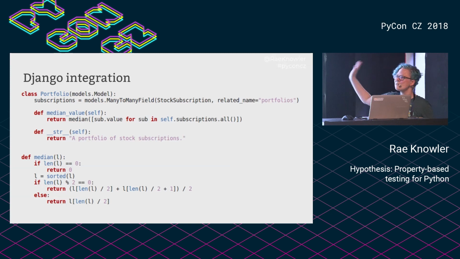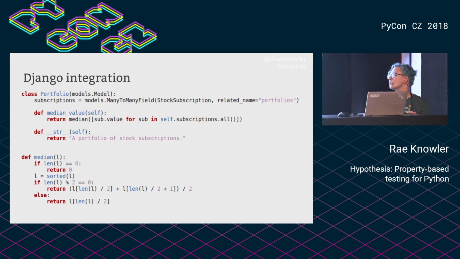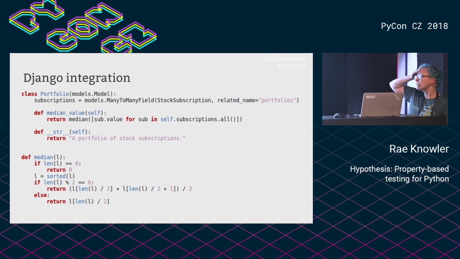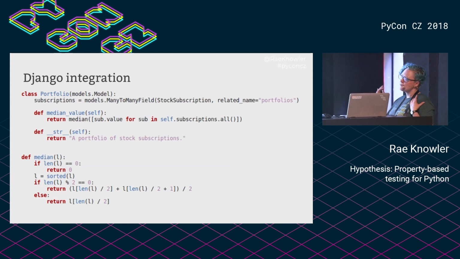So, I have a final class example in my app. I'm getting a bit more complicated here. All of my customers have subscriptions, and they want a way to look at all of their subscriptions at the same time. So they need a portfolio. And so I define this portfolio model here, and it's also very simple. It has a dunder str method, which just says, I'm a portfolio of stock subscriptions. It has an array of subscriptions, and the subscriptions have a median value. This is also a method on my model.